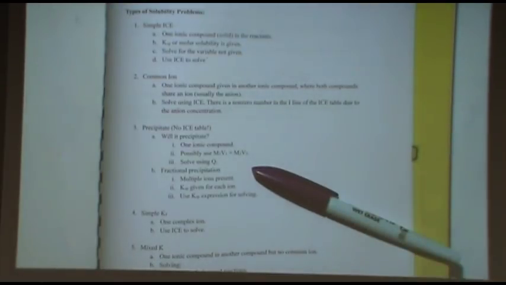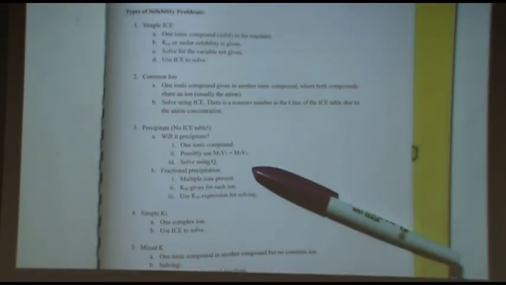Next, number 3, this is the one I was talking about earlier, precipitation. You're not going to use the ice table. It just depends on the type of question you're given. The will it precipitate, this is predicting the future of sorts. So you have one compound and you're going to use Q. It is not uncommon in these sorts of questions, really part A or maybe part B as well, to do a dilution problem.